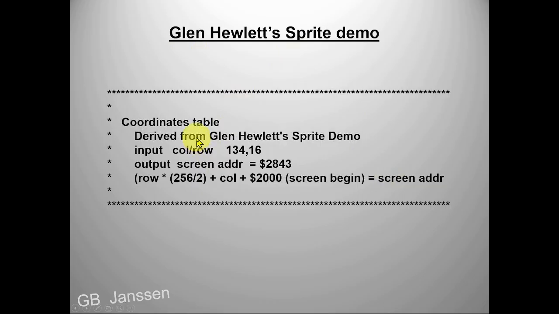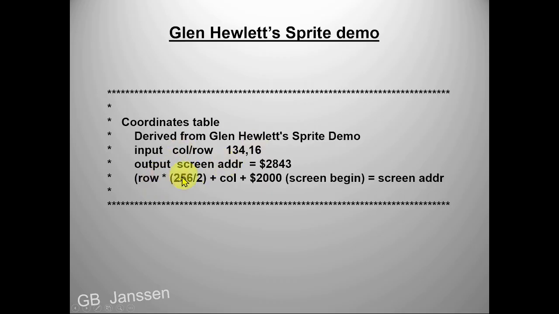Okay, here's Glen's Sprite demo again. We're talking about that. I needed a coordinates table. And this is derived. You can call it derived, you can call it stole, copied, plagiarized, whatever. I used the same table he had in his program. And that table was a real long table that had column and row in it. Like I said, FCB 134,16. Just a long list that I just copied out and used.